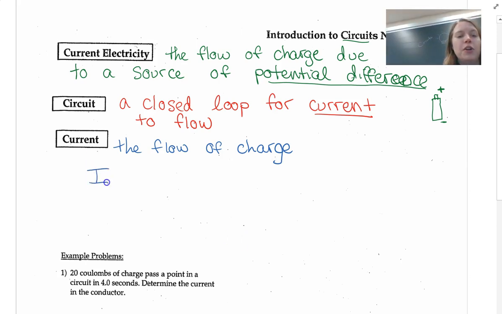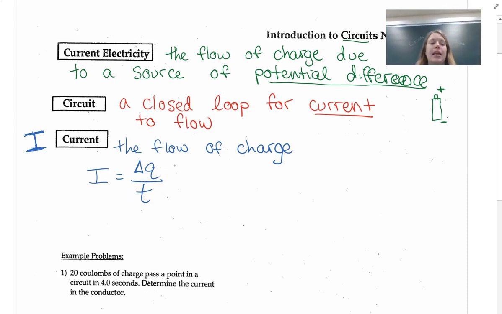Our equation for current and the symbol for current. So first off, the symbol for current is capital I. Occasionally you'll see a lowercase i, but we're going to keep it capital I here. And it's the change in the amount of charge flowing through a circuit divided by the time that it takes for that charge to flow. This is in your reference table, so I'm going to put it in a box.